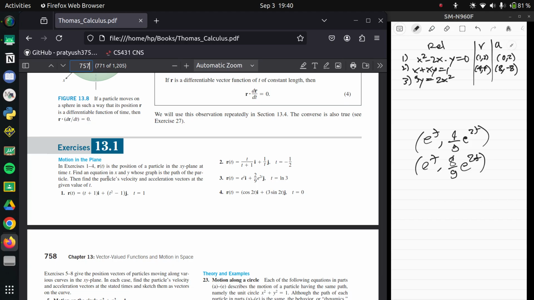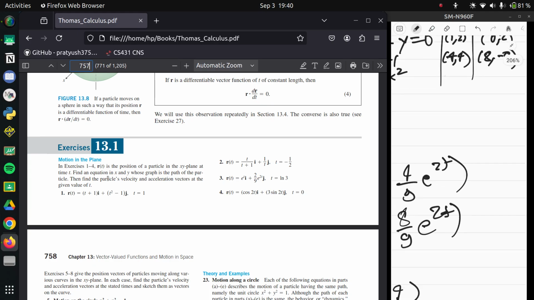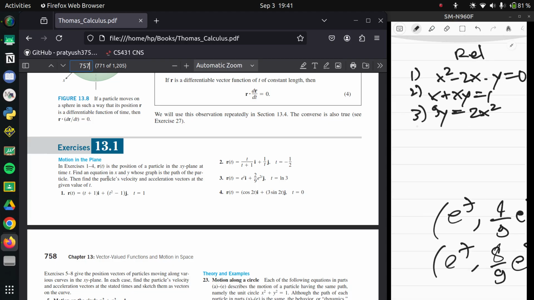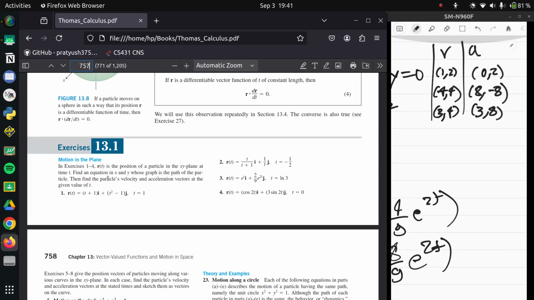So at t equal to natural log of 3, basically e power t equal to 3, this is just 3 comma, that's 3 squared 9, so just 4, and this thing is once again just 3 comma same stuff. Yeah, so it's 3 comma 4 and 3 comma 8, whatever.